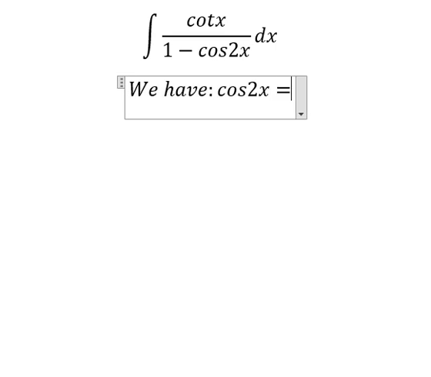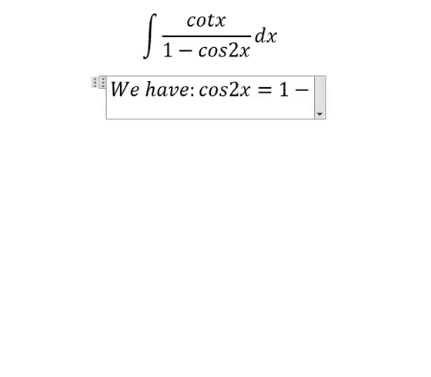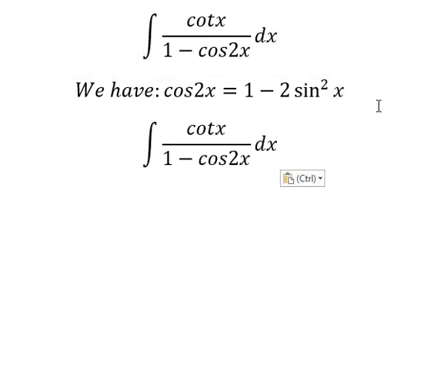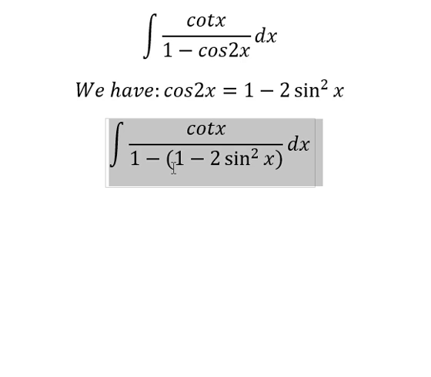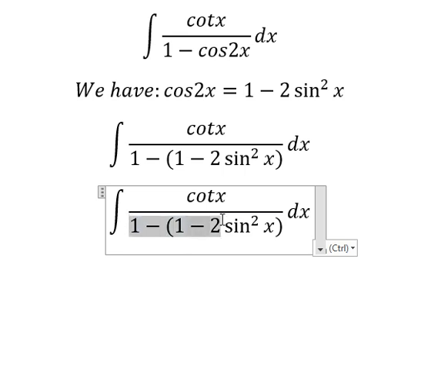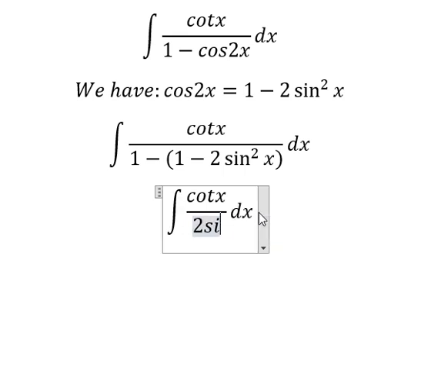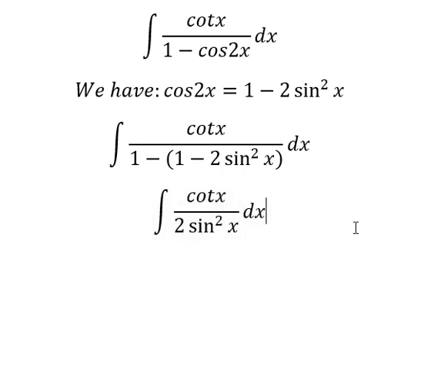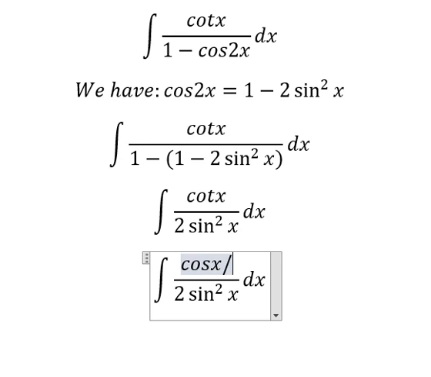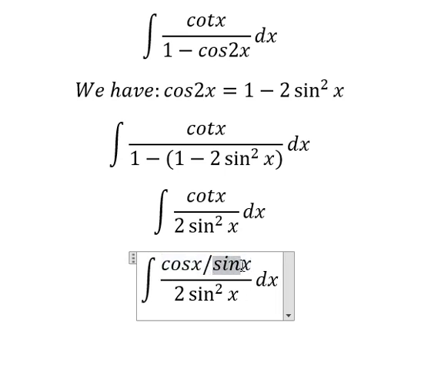Cosine 2x, that is about number 1 minus 2 sine squared x. So we need to transform this one into this one. So 1 minus 1 we cancel, negative negative we have positive. We know that cotangent x, that is about cosine x over sine x, and this sine x will go in here.